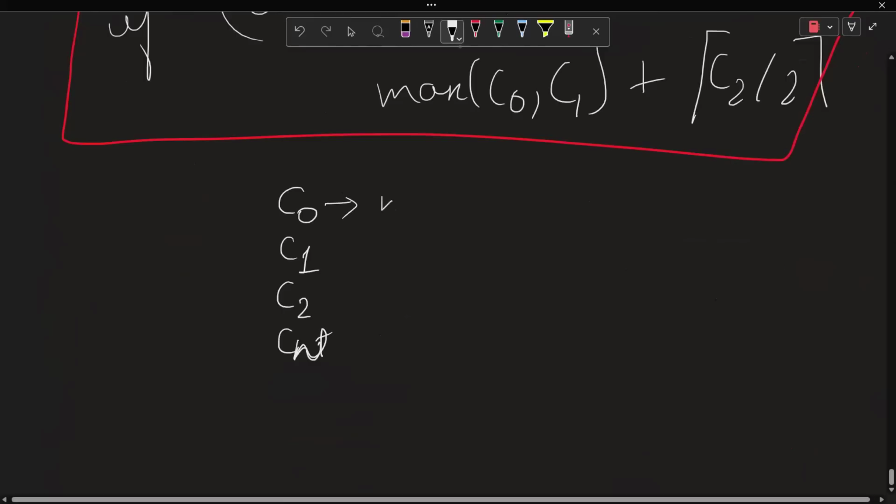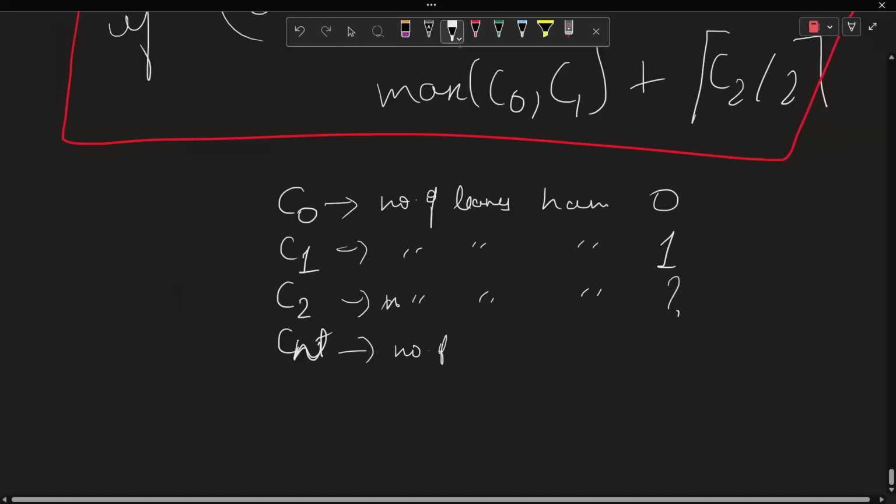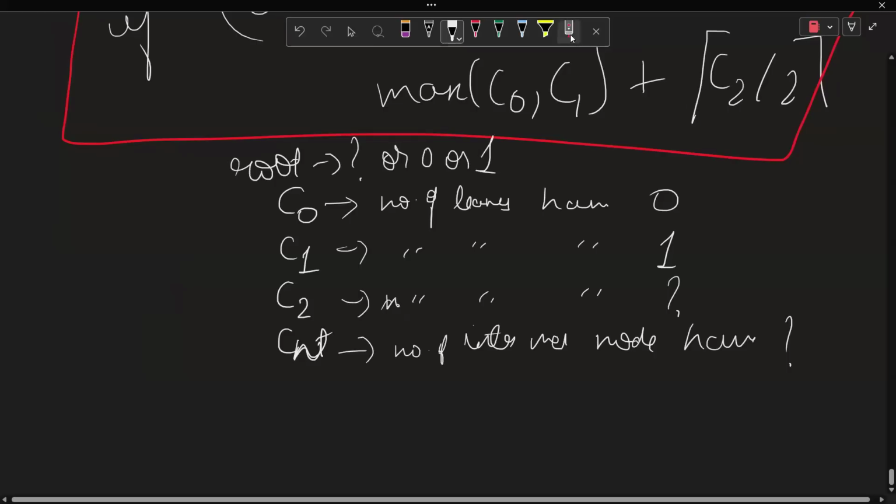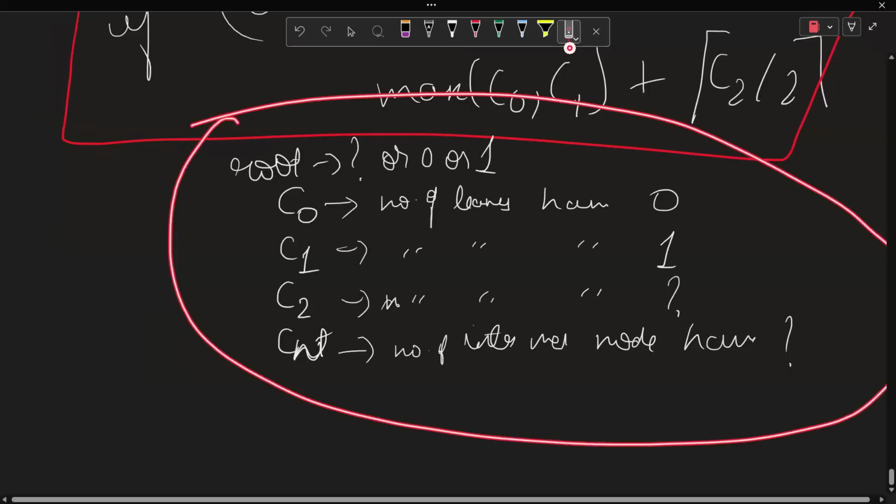So what are all these? These are the number of leaves having 0. This is the number of leaves having 1. This is the number of leaves having question mark. And this is the number of intermediate nodes having question mark, and the value of the root node also, whether the root node is a question mark or 0 or 1. So if we can calculate these values initially, then we can write our final answer. Now, how can we calculate these values?